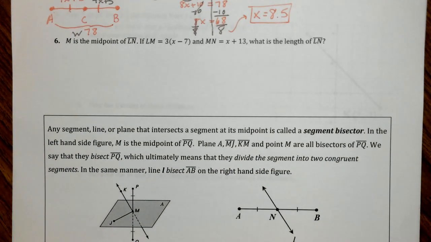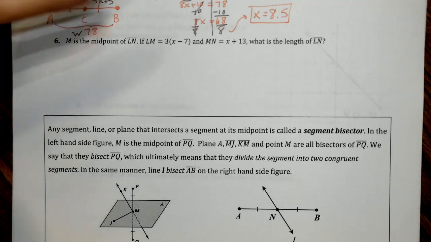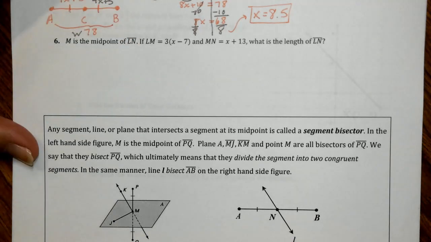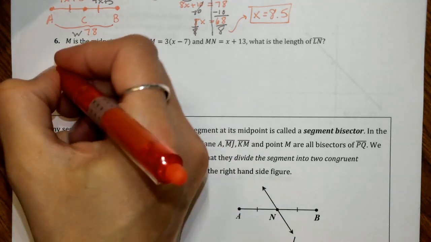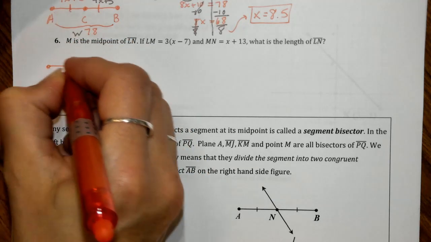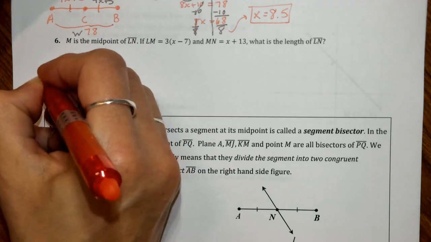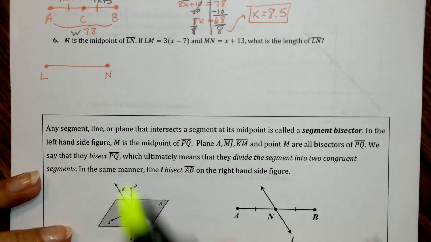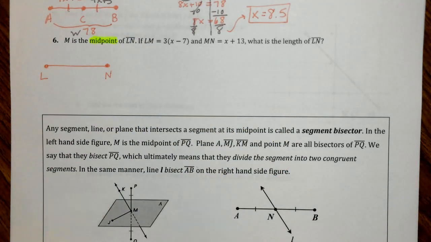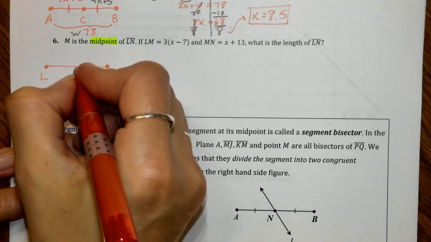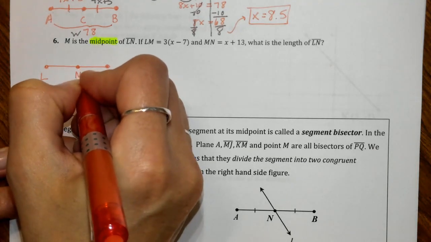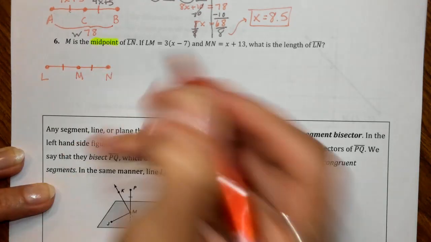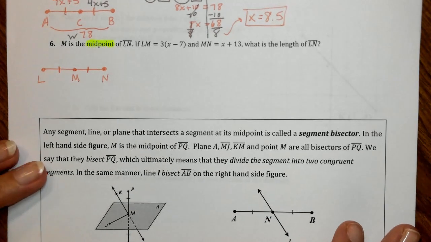So let's take a look at another one here. This is a very, very common one. M is the midpoint of segment LN. So let's draw that out. You always want to make sure you draw this out. Segment LN, M is that midpoint. Make sure you highlight it so we see midpoint. It's not always the letter M for midpoint. That way we know to put our congruent segment markings here.